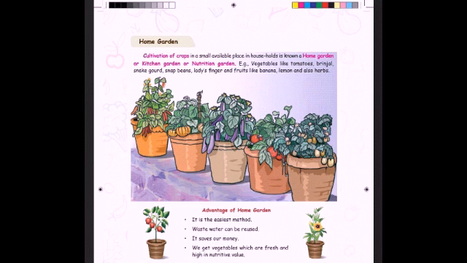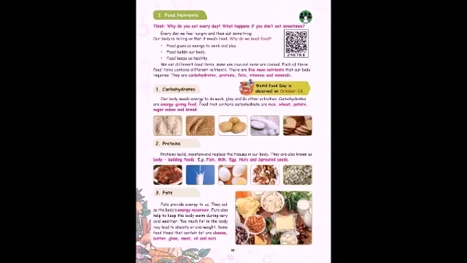Then we can use waste water, isn't it? After washing utensils or cleaning some things, the dirty or waste water can be given to the plants. We can pour it on the plants, and it also saves our money, isn't it children?